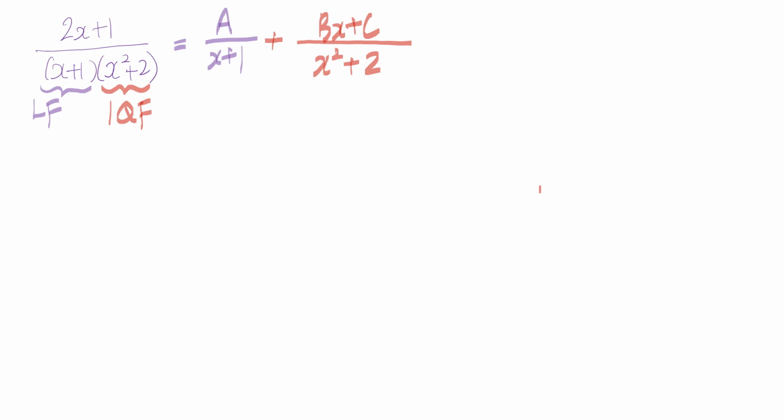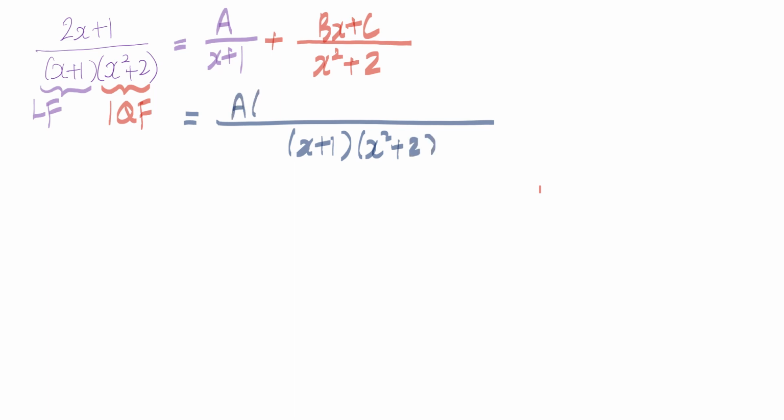The next step is we combine them into a single fraction. You can use the cover-up method: cover up x plus 1, so you multiply A with the factor x squared plus 2, and then you cover up x squared plus 2, you multiply bx plus c with x plus 1. Here I need to remind you to bracket this, which is very important.